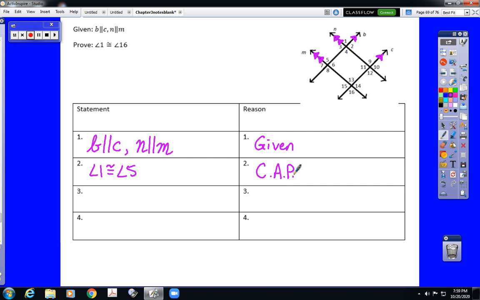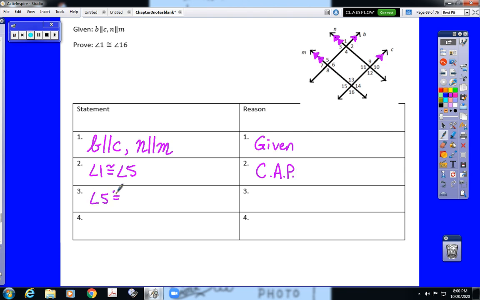Now, even though there's no relationship between 1 and 16, there is a relationship between 1 and 5, which we've just stated, and there is a relationship between 5 and 16. Angle 5 and angle 16 must also be congruent because they are alternate exterior angles, and the alternate exterior angle theorem says that if two lines are parallel, like B and C, then each pair of alternate exterior angles must be congruent.